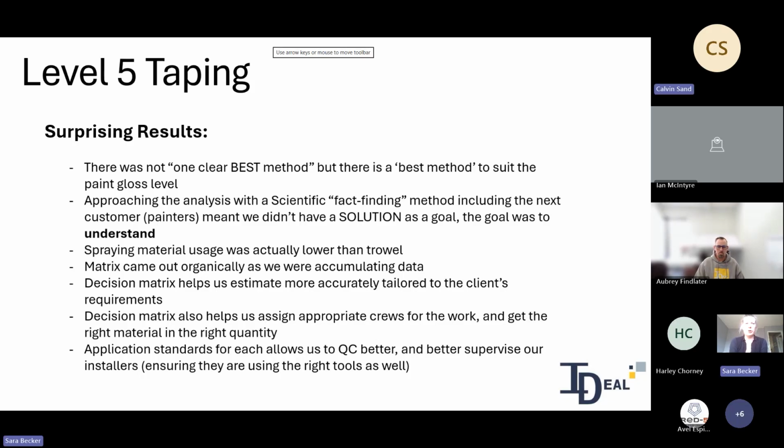And moving forward, so that metrics can help us estimate more accurately for our clients and what their actual needs are on site. And it helps us assign appropriate crews for the work. So if we've got guys that we know can spray, we're going to choose them for a job where we need to have spray applied, right? Or the opposite for trowel applied. And having these standards, like the actual application standards, what grit to use, what tool to use, what the quantity of mud should be, etc. That's just going to let us QC better and better supervise our installers.